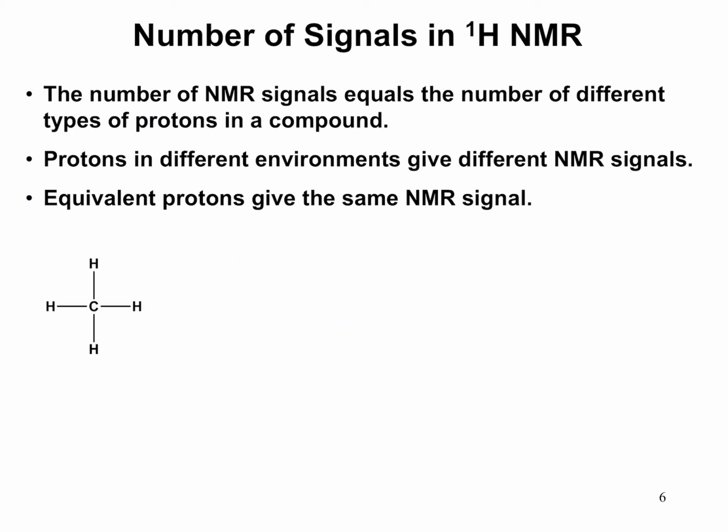So for example, if we look at this molecule right here, this is methane. How many different protons do you think you would see here? Think about that. How many different protons would you see?